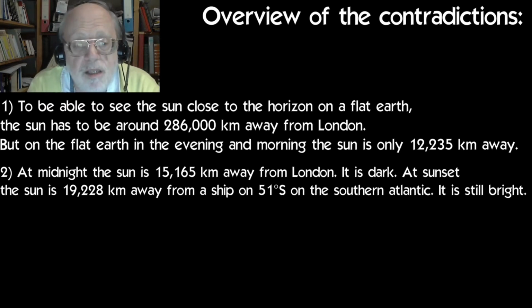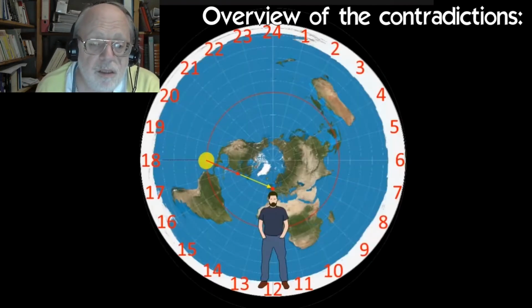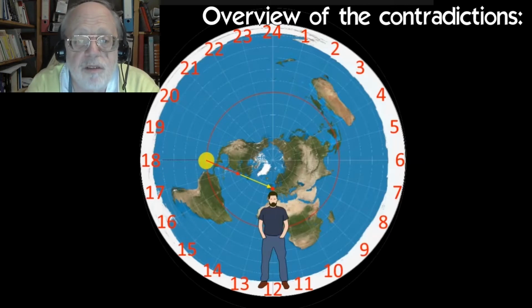At midnight, the Sun is 15,165 kilometers away from London on a flat Earth, and it is dark in London at midnight. In the evening, the Sun is 19,228 kilometers away from the South Atlantic at 51 degrees south. It is still light and dusk is falling. That is another contradiction. Let's look at this figure from the video discussed.